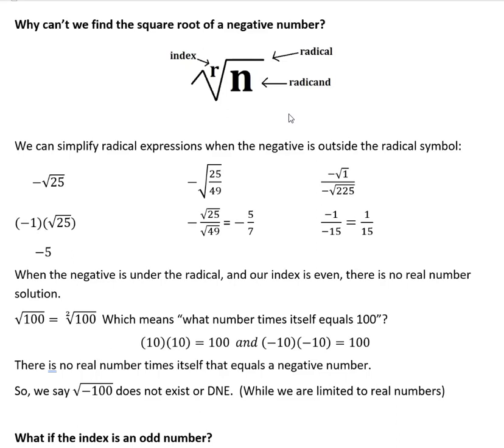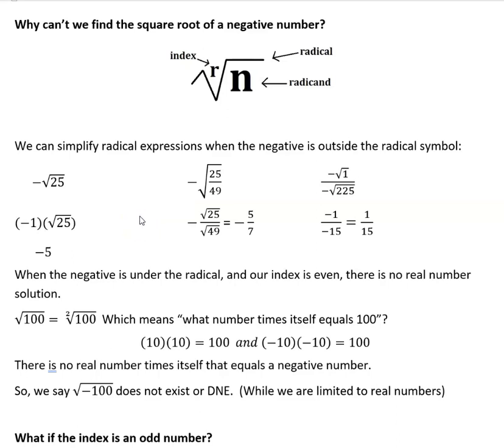We can simplify radical expressions when the negative is outside the radical symbol, because when you have a negative out front, it's just like saying -1 times that radical. So you can just do that. It's two separate things, and I end up with negative, and the square root of 25 is 5, so -5.